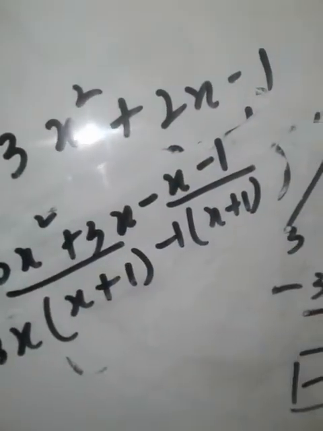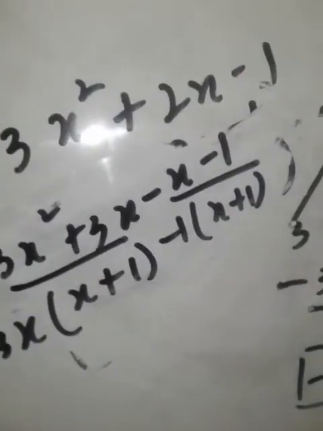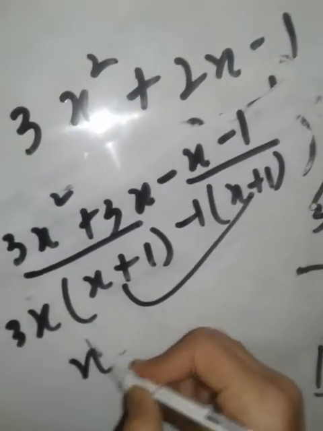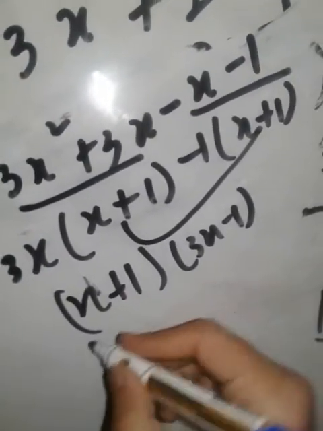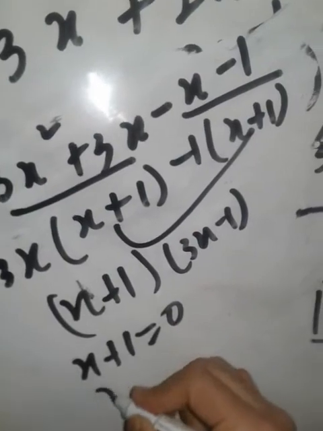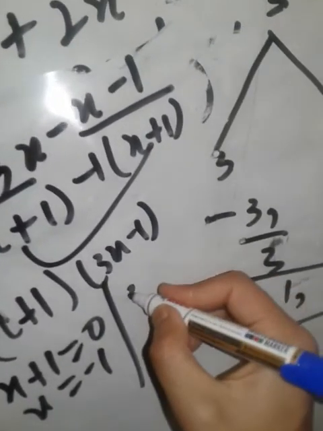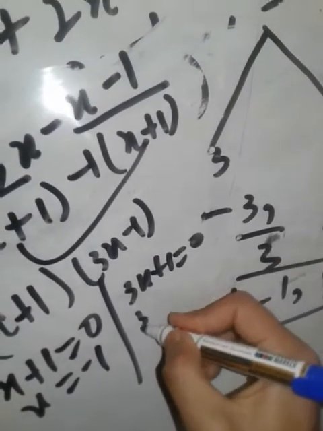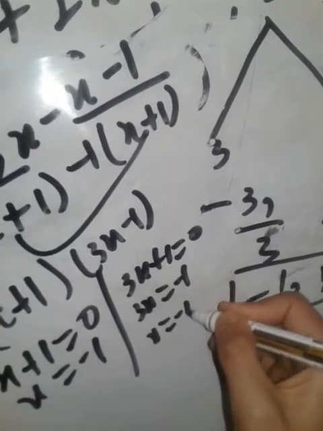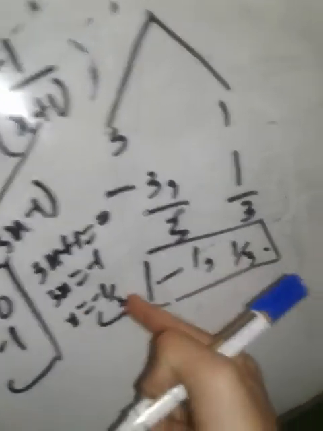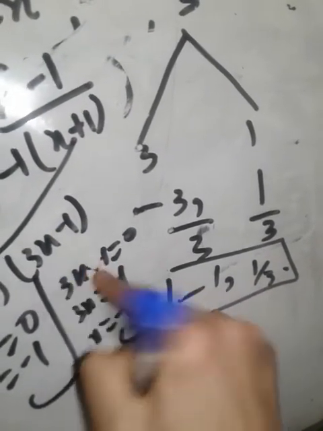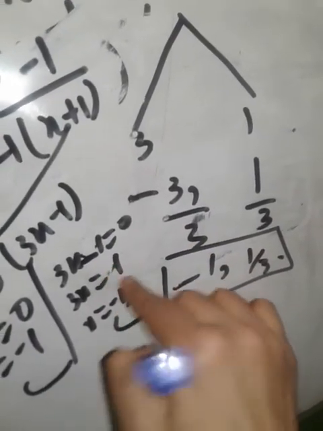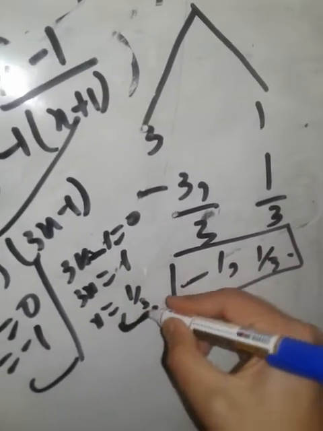So we will check whether our answer is right or wrong. This is x plus 1, this is 3x minus 1. Now to find the zeros, you know it, x plus 1 equal to 0, x is equal to minus 1. 3x minus 1 equal to 0, 3x equals 1, x equals 1 by 3. Sorry, it was minus 1 here. So the roots are minus 1 and plus 1 by 3.